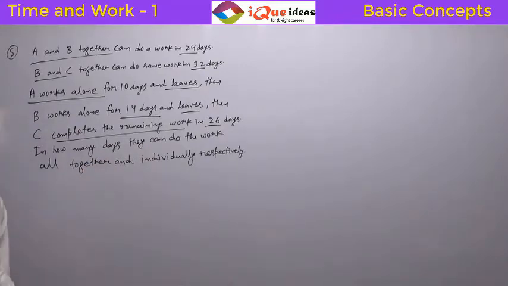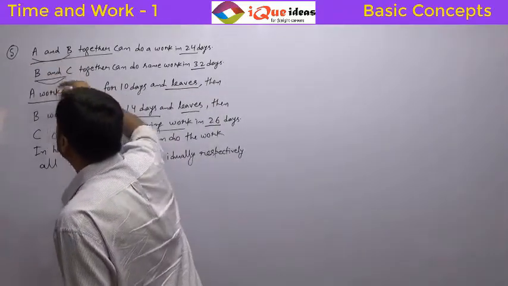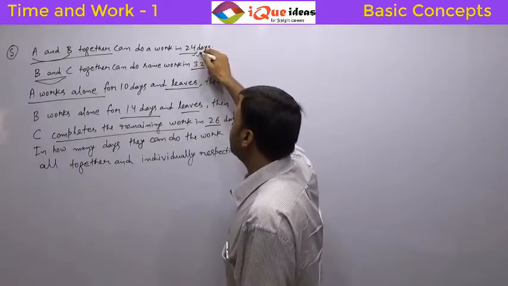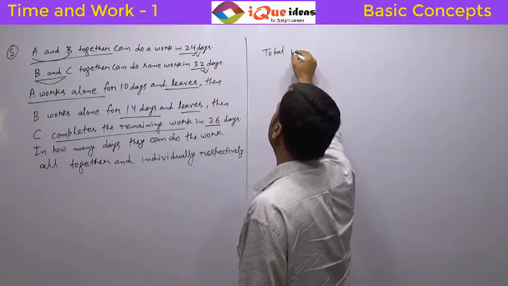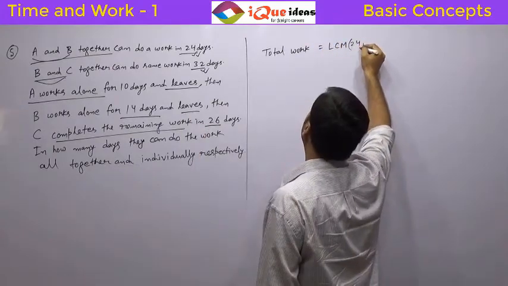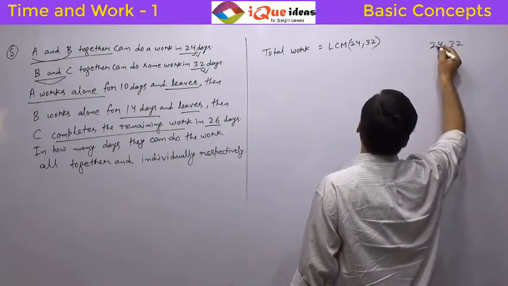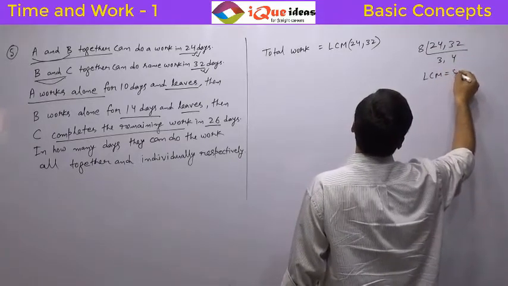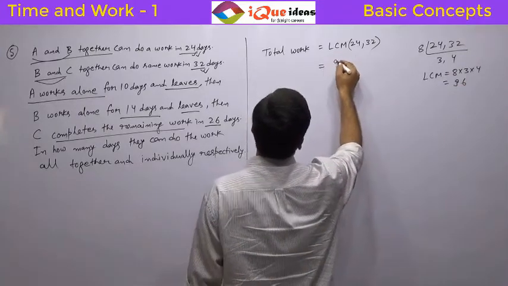Now what should we do here? Here the time given is only for two combinations, A, B and B, C. In the previous question it was given for all three combinations. But still, at least 2 times are given. So what we will do is, we will take the total work as still the LCM of these 2 times, that is 24 and 32. You can calculate here. If you take 8 common, 8 3s are 24 and 8 4s are 32. So LCM will be 8 into 3 into 4, which is 96. So total work is equal to 96 units.